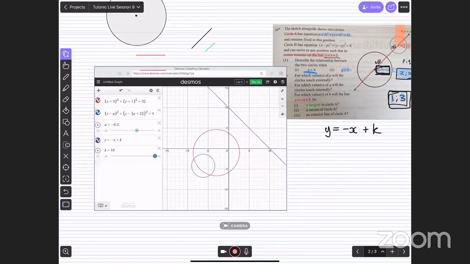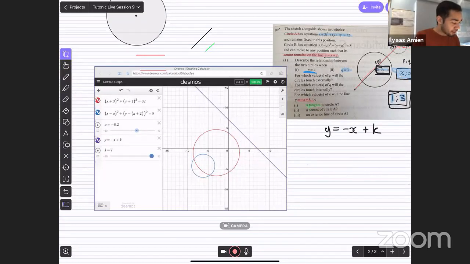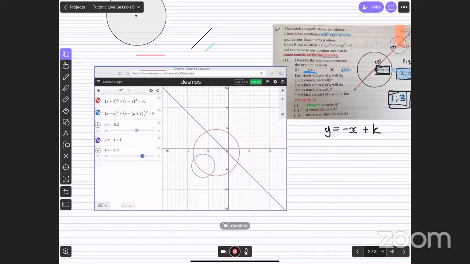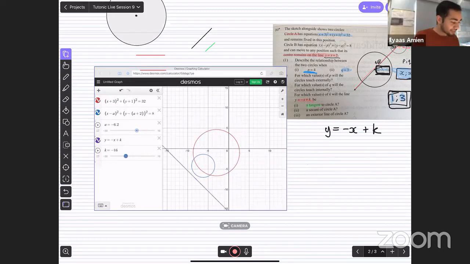Okay, so do you see that there are different values of k that make it a tangent? There's a tangent. Here it's a secant. Do you see? Oh, okay. Yeah, I see that. And then here it's just an exterior line. Do you know what exterior line means? It doesn't touch at all. Yeah, so it's tangent, secant, tangent, exterior line. Do you see that? Okay.